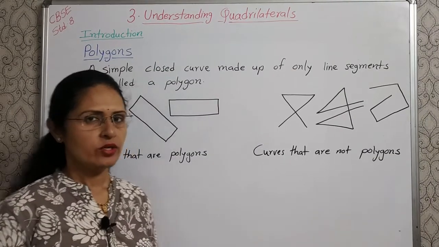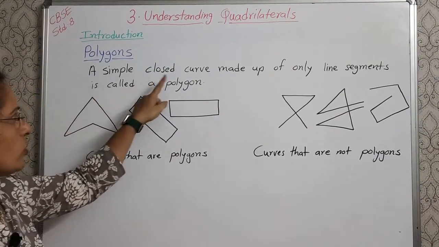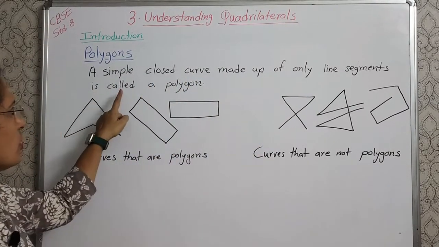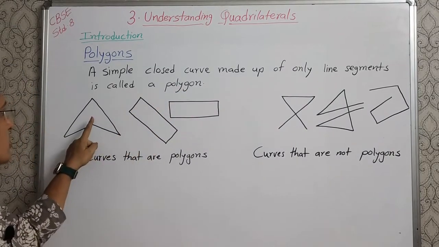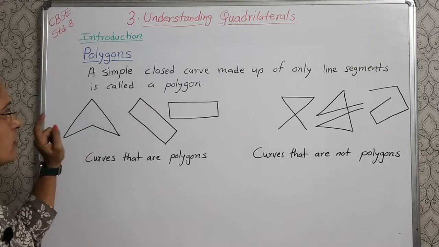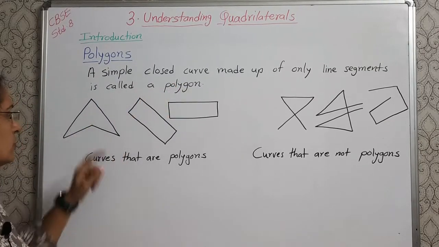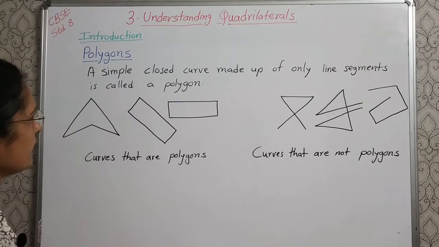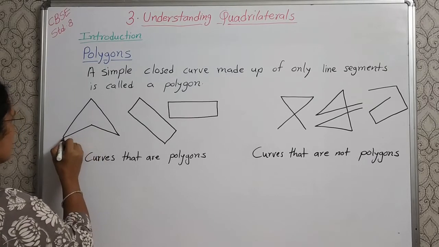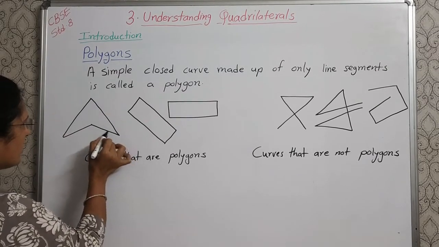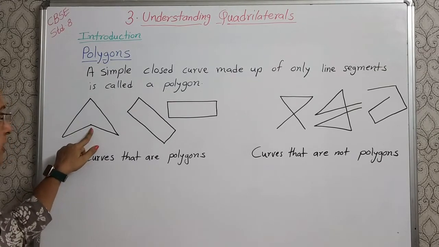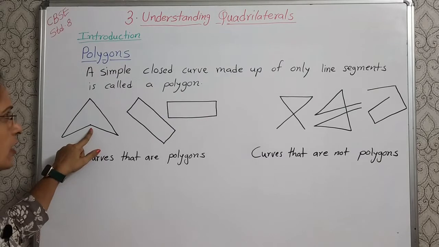Now we will see what a polygon is. A simple closed curve made up of only line segments is called a polygon. Now see this figure, it is a simple curve because nothing is overlapping here. It is also a closed curve because its starting and ending point are at the same point. If you start from here, then we can draw like this, then we come here and here it will be the end. So starting and ending point will be at the same point, and you can start at any point.